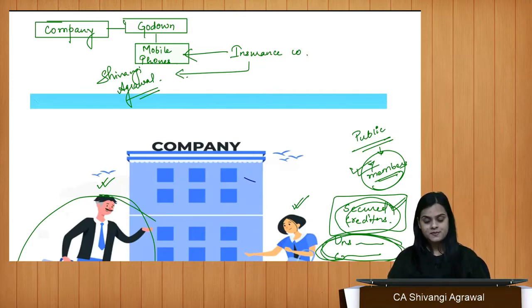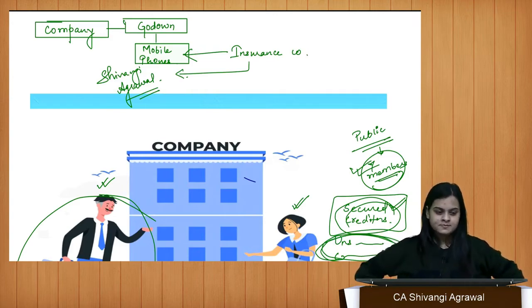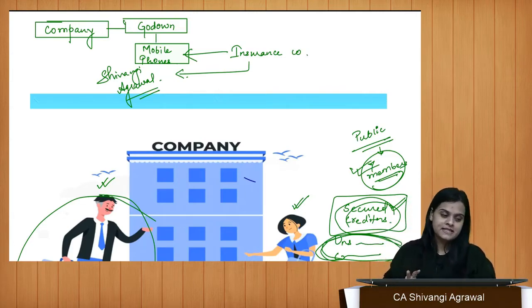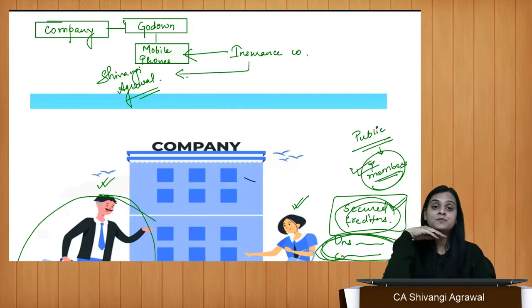Now, what happened is, somehow God did not favor me and the godown actually was caught by fire and the mobile phones were destroyed. But I was sitting calmly and satisfied that no problem, I have an insurance policy and nothing is going to happen to my mobile phones. So I was kind of relieved. But then came the insurance company and at the time of claim, they are like, "Let me see. No, this claim is not possible." So they are always like that, insurance companies, and they came and rejected my claim straight away.